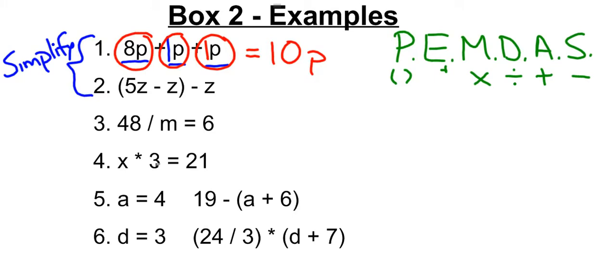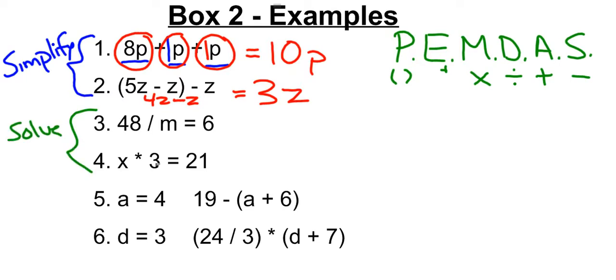If we look, we have 5z minus z, which would give us 4z. Now we have 4z minus z again, which would give us a 3z if we're combining our like terms. Here you're asked to solve on numbers 3 and 4, to solve for a letter. So I'm looking, 48 divided by m equals 6. Well, I got to think about it. 6 times what can equal 48? Or I can look, 48 divided by what can give me 6. So knowing my number facts really helps me here.